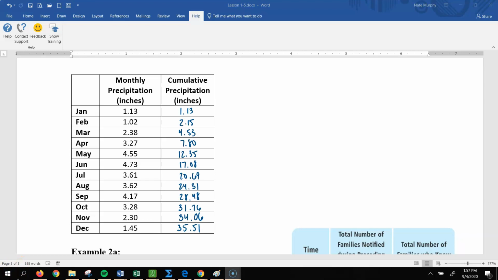So double check, make sure you got those numbers right, but as long as you came up with a total in the end of 35.51 inches, again, this is for Kansas City, Kansas, their cumulative rainfall. Big difference from the 12 inches that LA got versus this one, almost 3 times as much. All right.